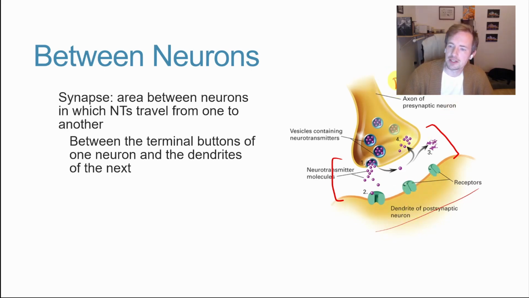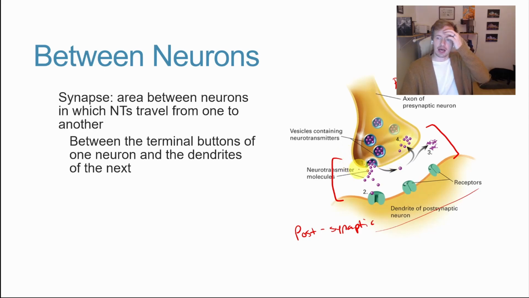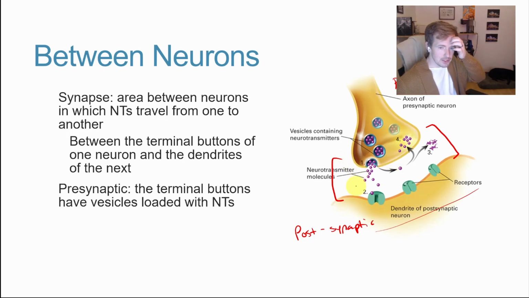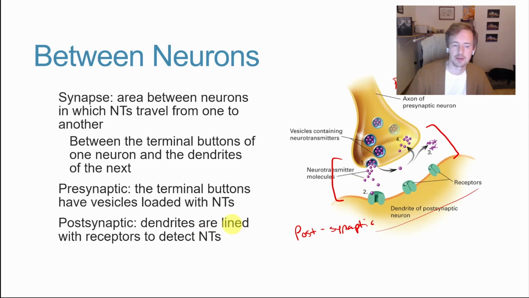So we have the presynaptic location, which basically means before the neurotransmitters are released, and then we have the postsynaptic, which means after. Basically the presynaptic side is the axon terminals, and the postsynaptic side is the dendrites.